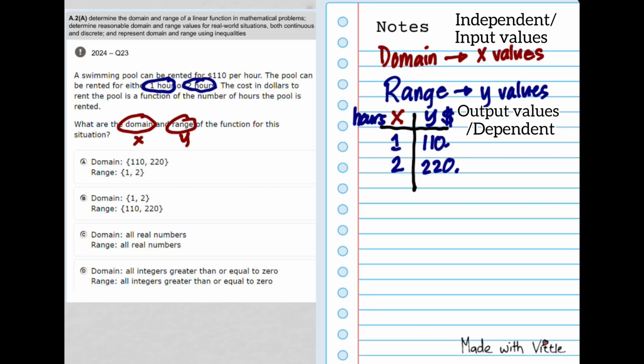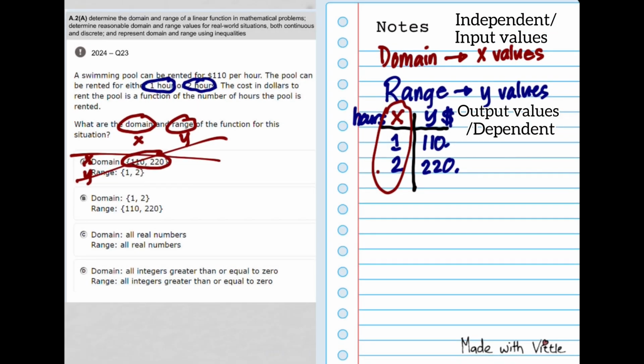While taking the test, you have to carefully look at each answer choice and determine whether it makes sense or it doesn't make sense. Let's look at letter A. You know from our table, our input or domain x values are 1 hour and 2 hours. But here on choice A, it says $110 and $220, which is definitely wrong.